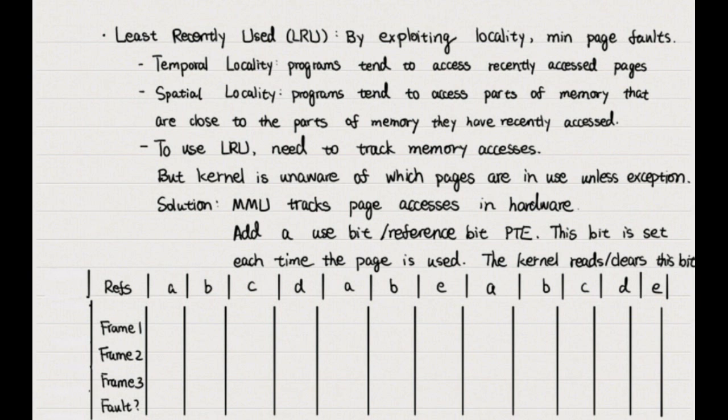However, the kernel is unaware which pages a program is using unless there is an exception. The solution to track page access is by adding an extra bit in the page table entry called reference bit. This bit is set by the MMU each time the page is used. In other words, each time the MMU translates a virtual address on that page, the kernel then uses this bit to do least recently used page replacement.